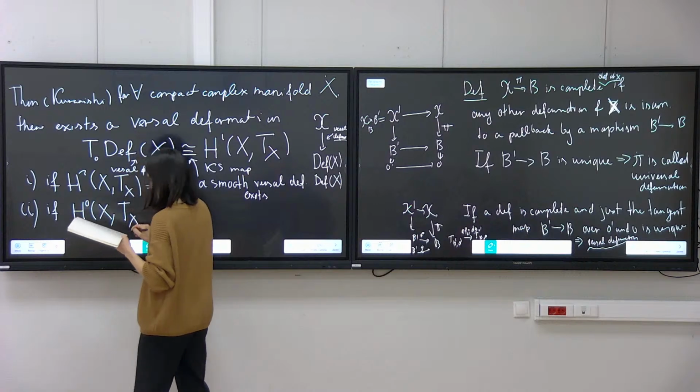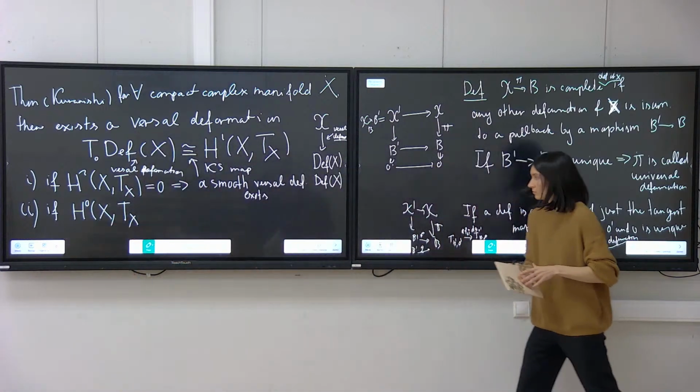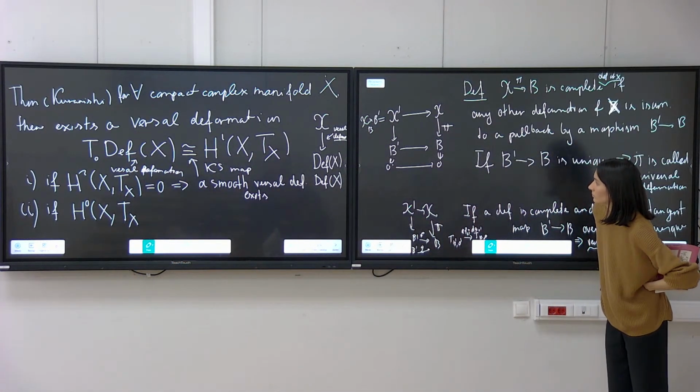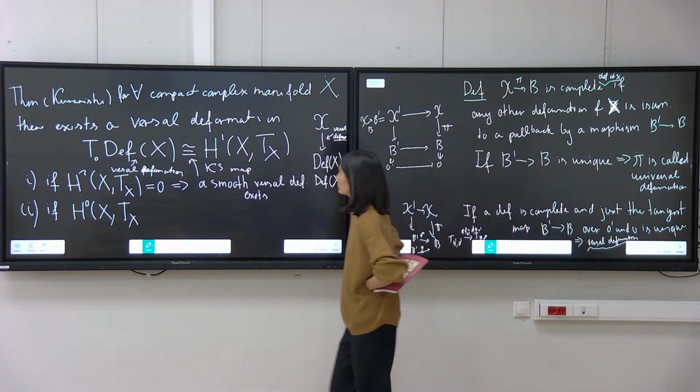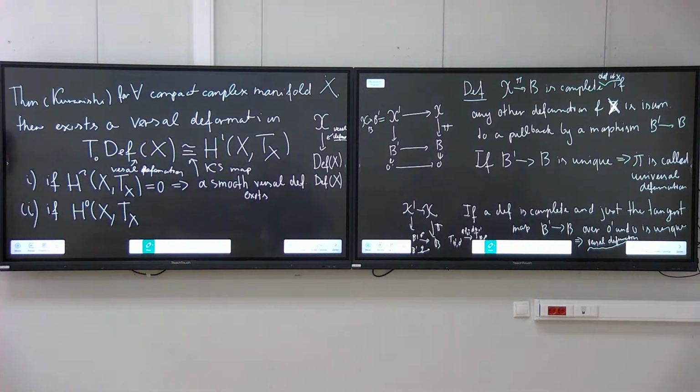Question: if in the first case, when the base is not smooth, is this map canonical? Is this isomorphism canonical and given by some natural map? Yes, this is a natural morphism, but it's not the Guseva map. It's not, but this is the same construction that you described. But when we take the Guseva map, we use this exact sequence.